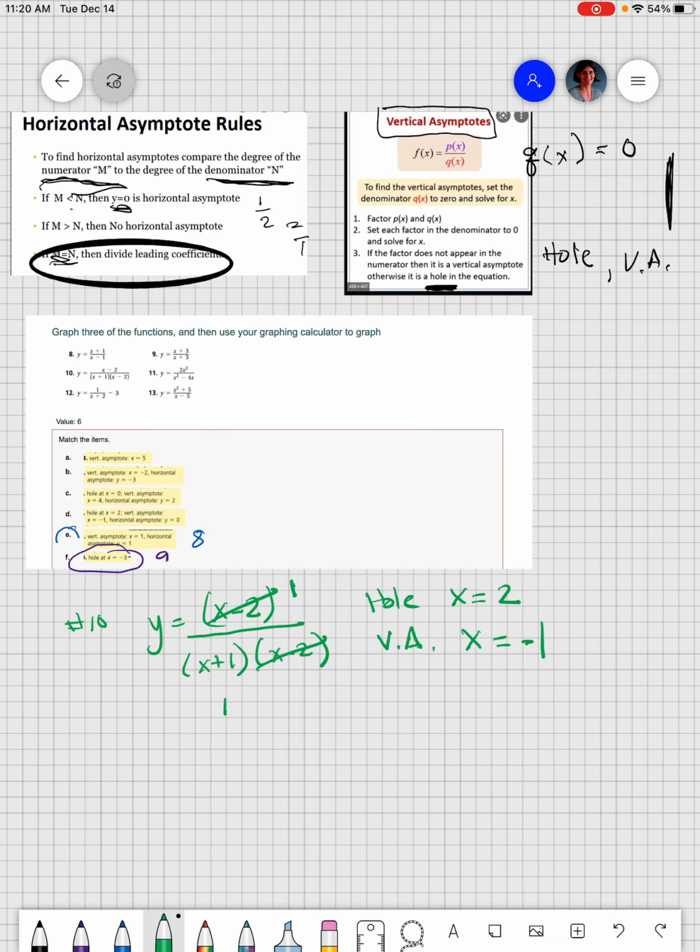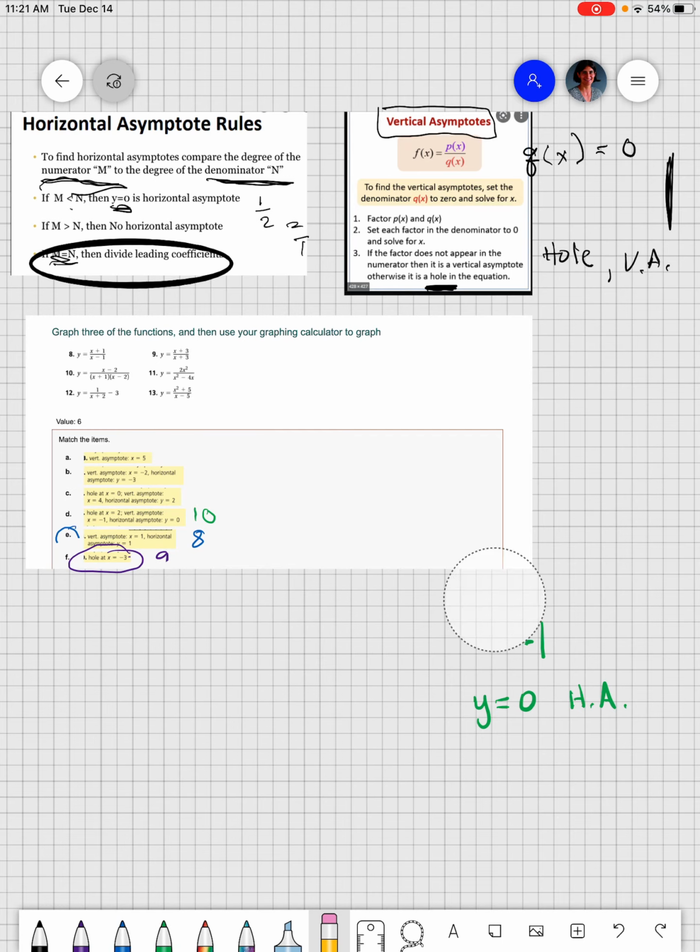And the degree of my numerator is 1. Well, let's go with what it simplifies down to. The degree of my numerator is 0. The degree of my denominator is 1. So that is in the case where the numerator is less, right? This is in the case that m is less than n. So y equals 0 is going to be my horizontal asymptote. We have a hole at 2. So this is D. So 10 goes with D. All right, let's keep going. So number 11, pick a different color here.